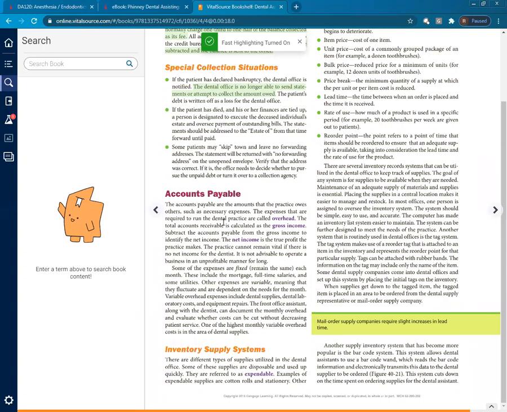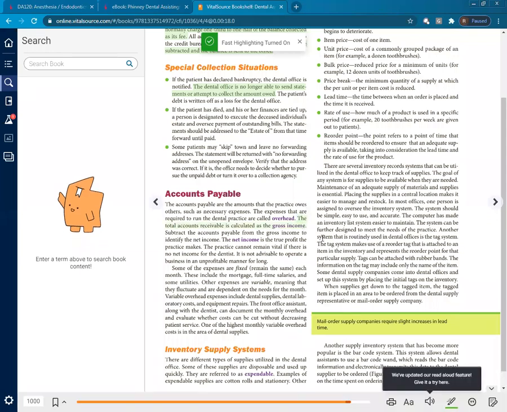So the total accounts receivable is calculated as the gross income. So the money that we receive from our patients who make payments, whether it be insurance or directly from the patients, then we will subtract the accounts payable from the gross income to identify how much the net income is. So net income is the true profit that the practice made after everything is paid.